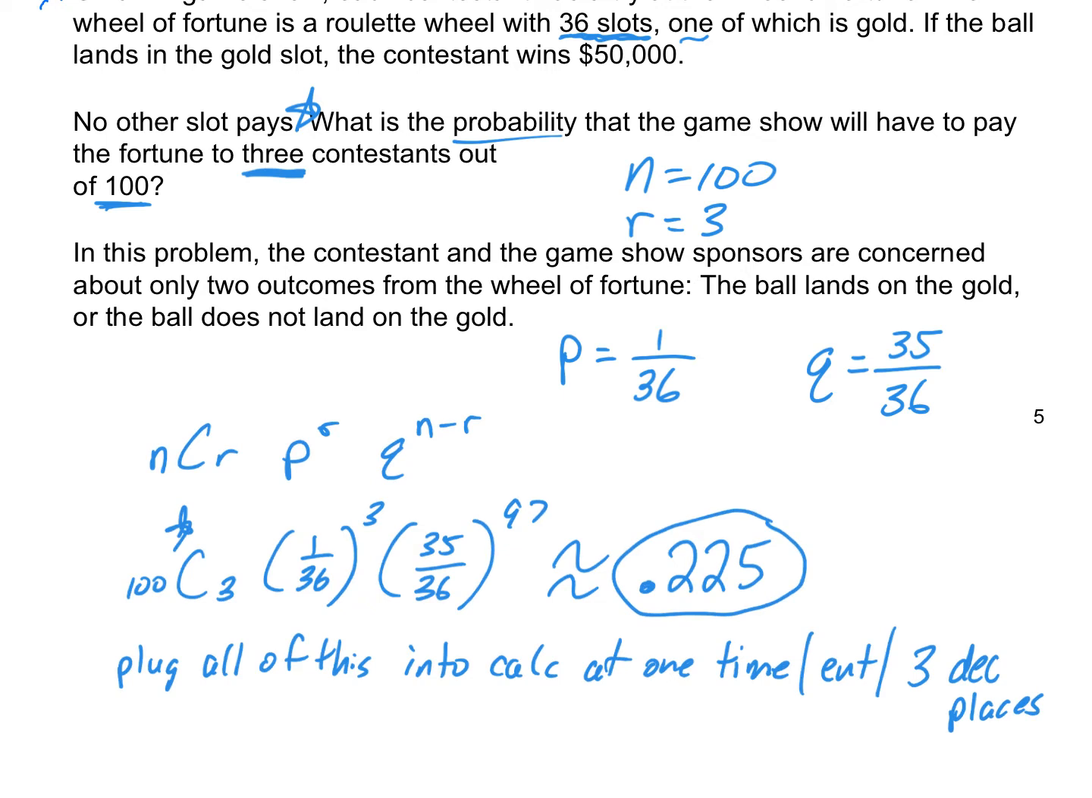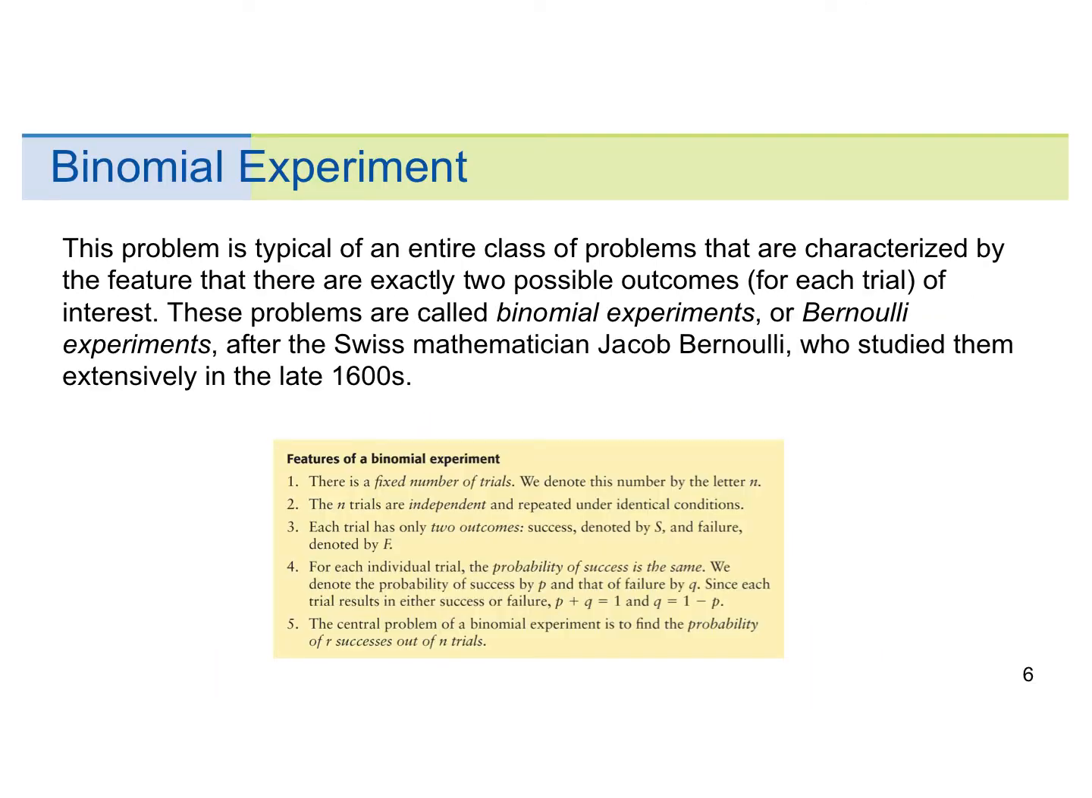And you are done. You have now found the probability that if 100 people spin that wheel, 3 are going to win. Do it easier here, everybody.